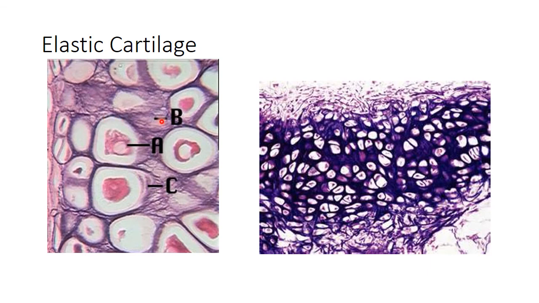And then see these little fibers in between? That's elastic fibers. Where do you find elastic cartilage? Where do you find it? Makes up your ear. What's that flap that protects your airway? What's that called? Come on. Made up of elastic cartilage. Your epiglottis.